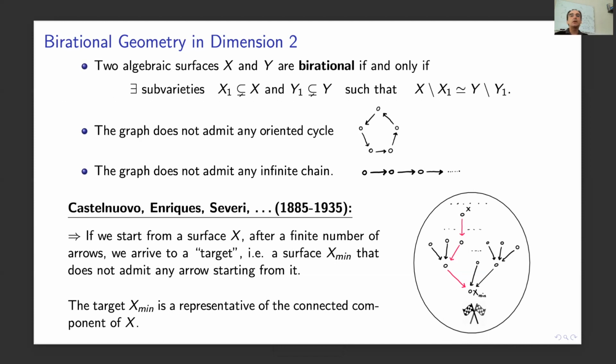So of course, this is not the end of the story. You can ask yourself, how many such minimal models are there? How many targets are there? And if there is more than one, how are they related to each other? Okay, but for the time being, let's focus on the original question. How can we extend this picture to higher dimension? Is there something similar in higher dimension?